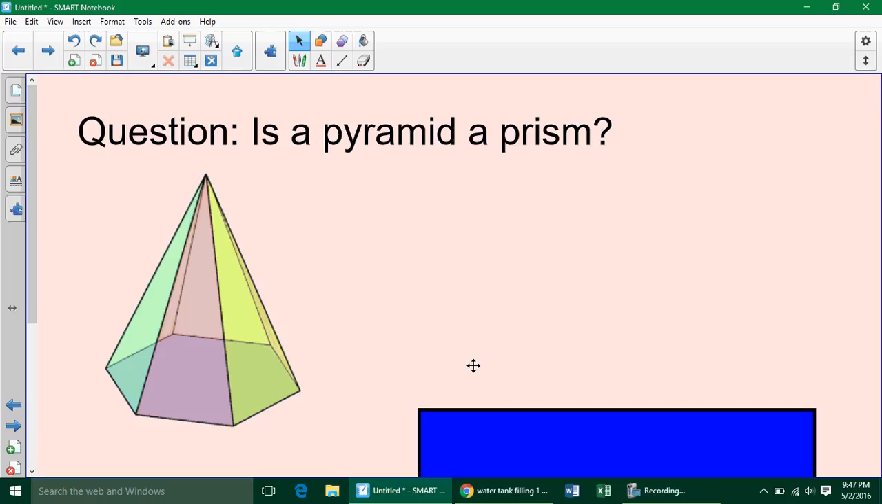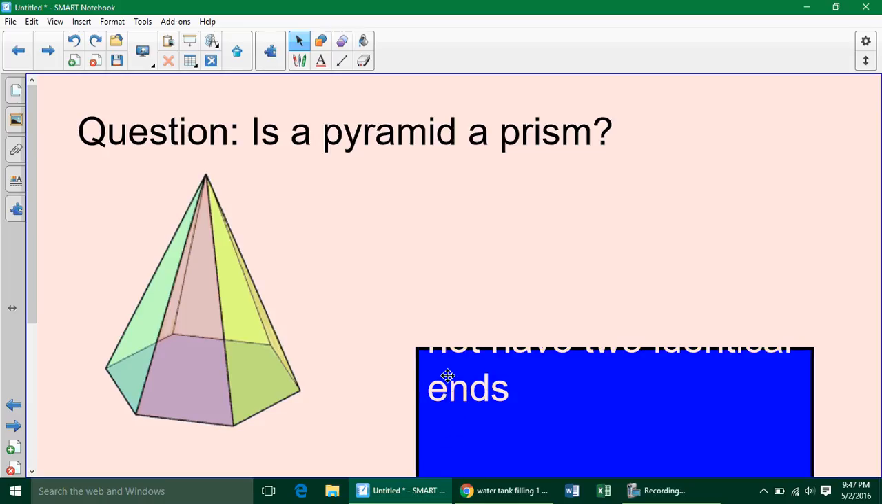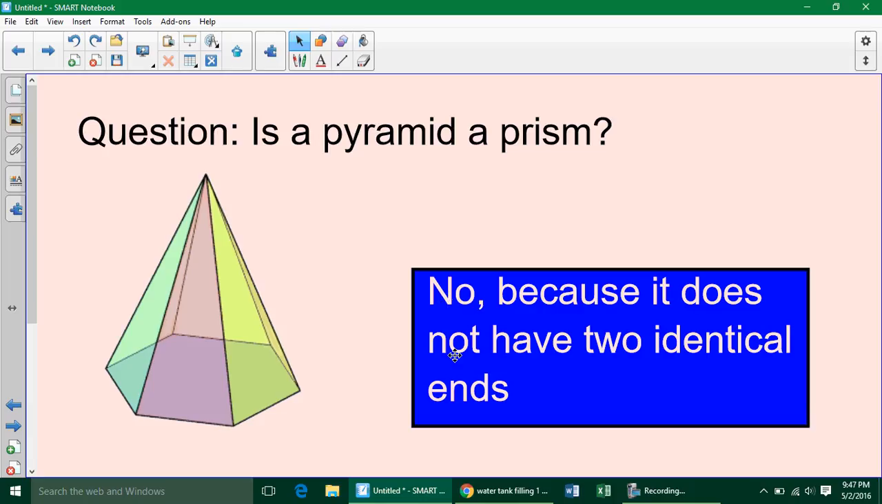All right, so is a pyramid a prism? What you should have decided upon is no, and the reason being because it does not have two identical ends. If you look at the pyramid here, the base is a hexagon. It has 1, 2, 3, 4, 5, 6 different sides. But if you look on the other side, it does not have a hexagon as a base or an end. So it only has one hexagonal base, okay? Therefore, this would not be a prism.